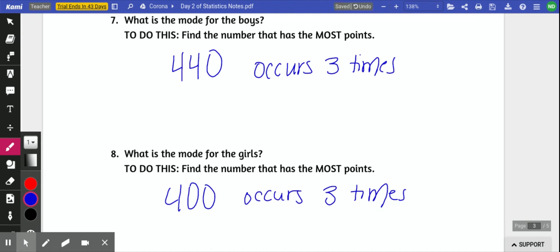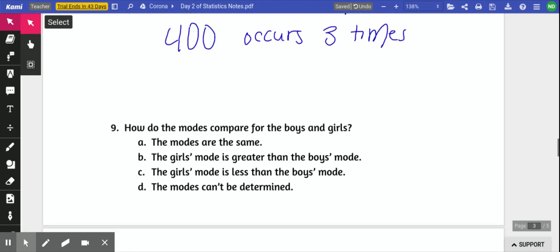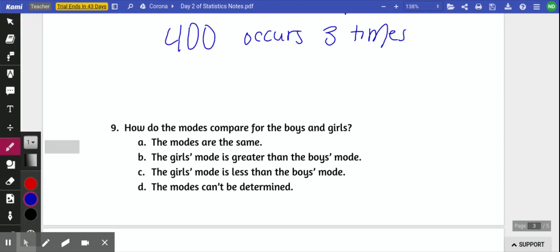Okay, and then last but not least, we're just comparing the modes again for this set of data. So it says, how do the modes compare for boys and girls? The modes are the same. That is not true. The girls' mode is greater than the boys' mode. Again, not true. The girls' mode is less than the boys' mode. And that is correct because the girls' mode was 400 and the boys' mode was 440. So I know my answer choice is choice C.